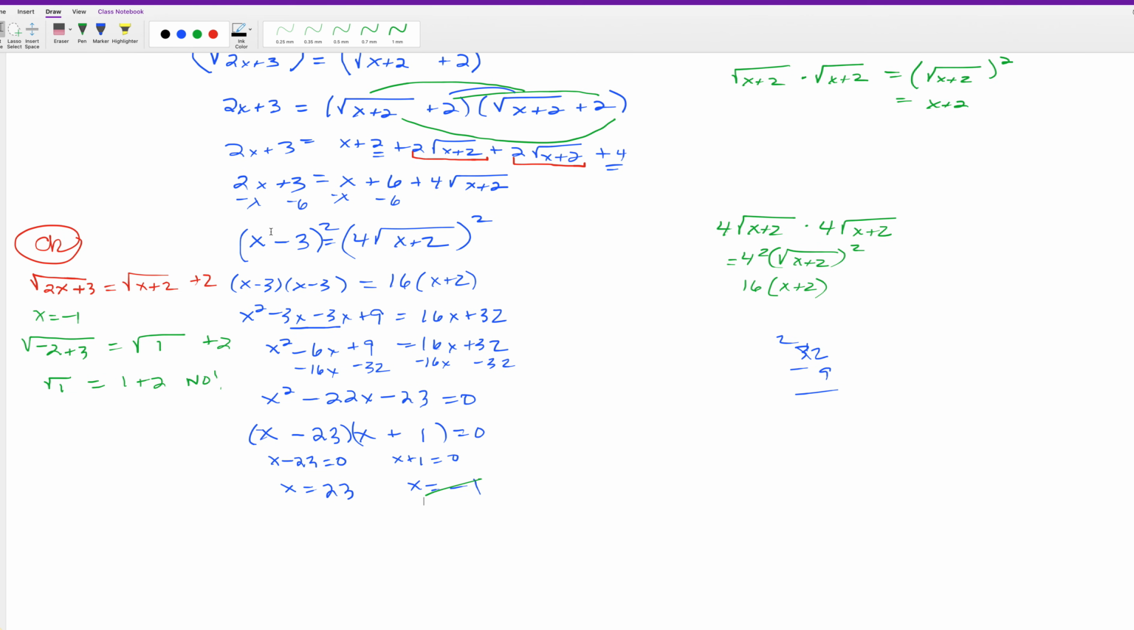Okay, so now let's also check x equals 23. Okay, so we would have 2 times 23, which would be 46 plus 3 equals 23 plus 2 is 25 plus 2. Okay, 46 plus 3 is 49. And square root of 25 is 5. So we get 7 equals 7. And that is good. That's true. So we do have one solution, and it is x equals 23.